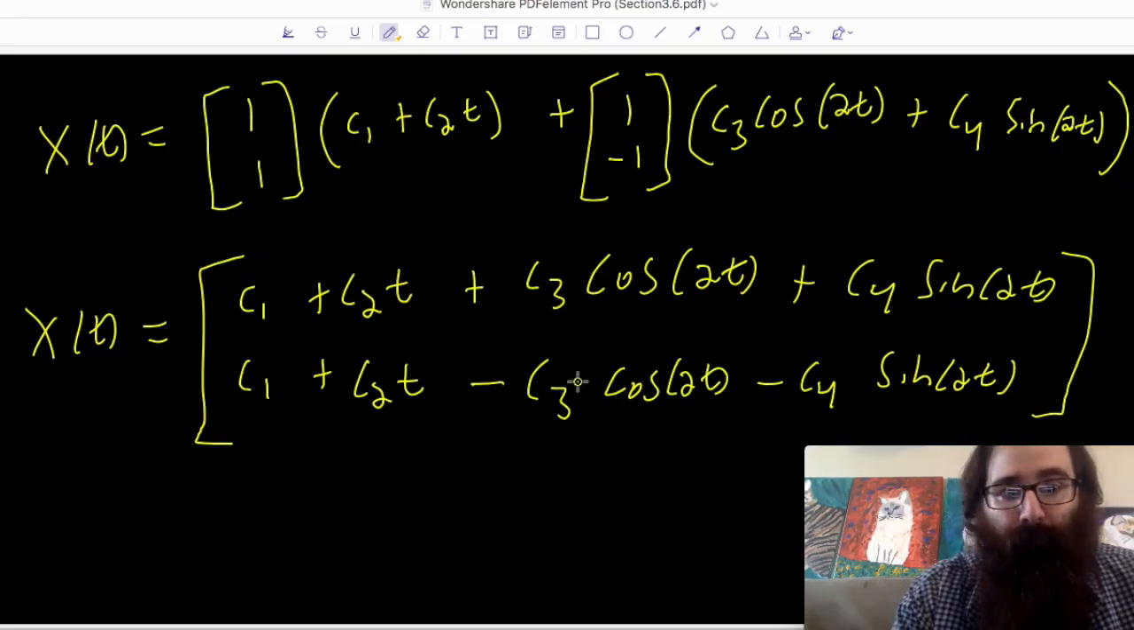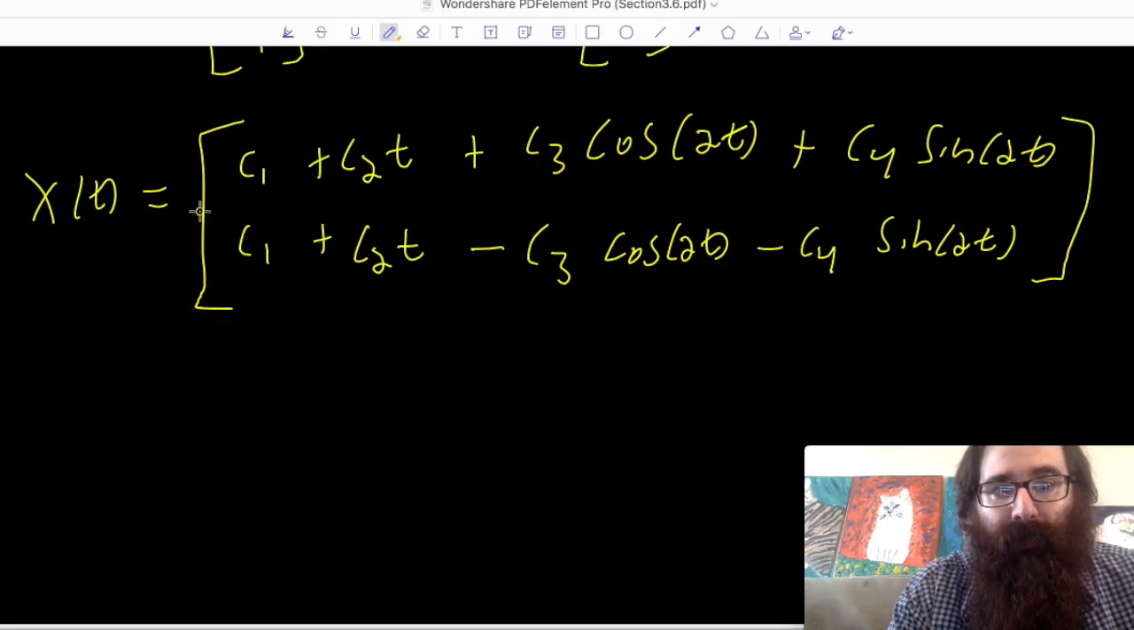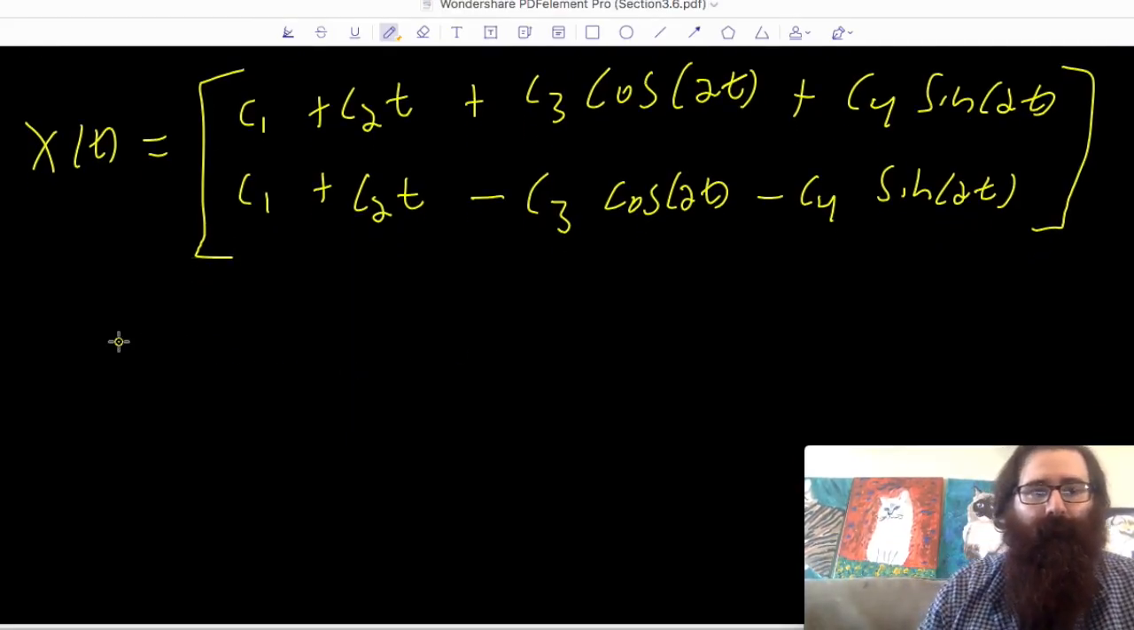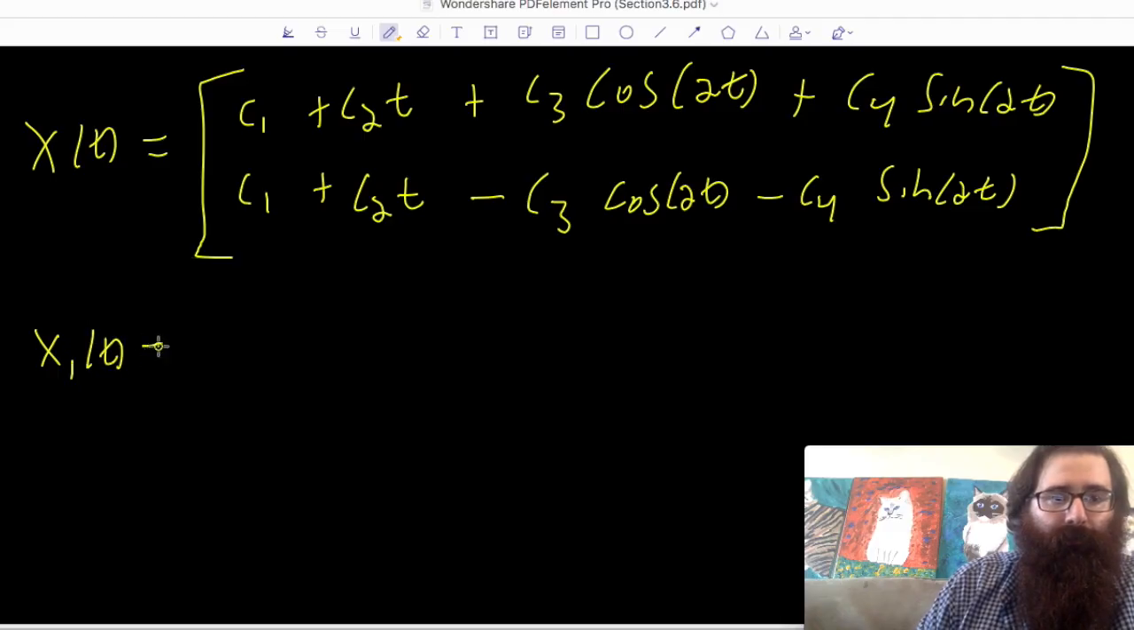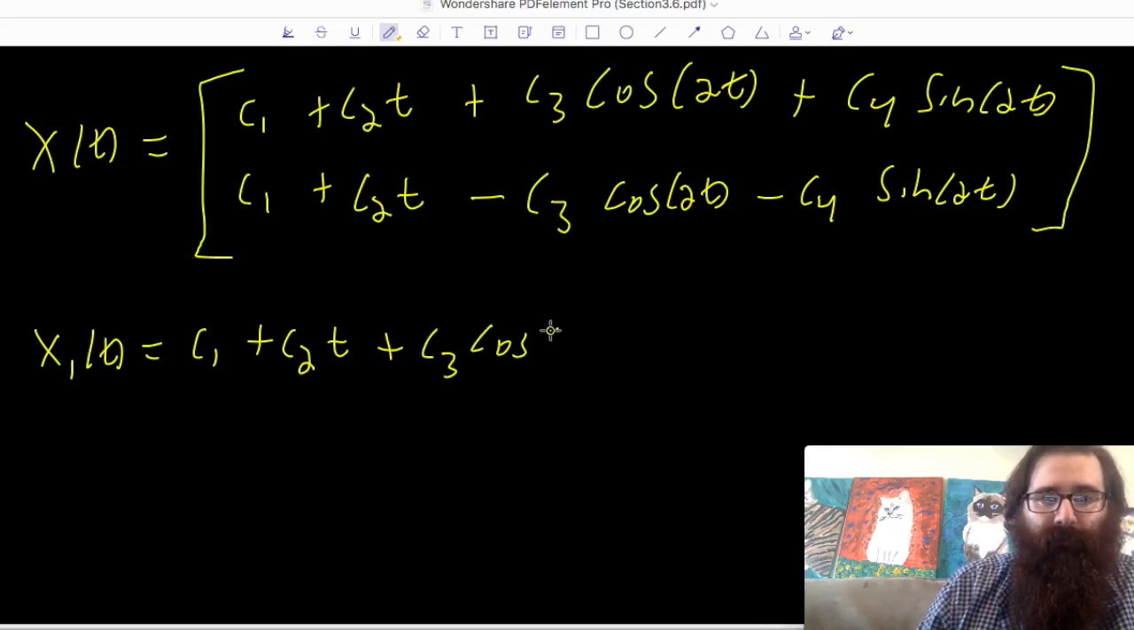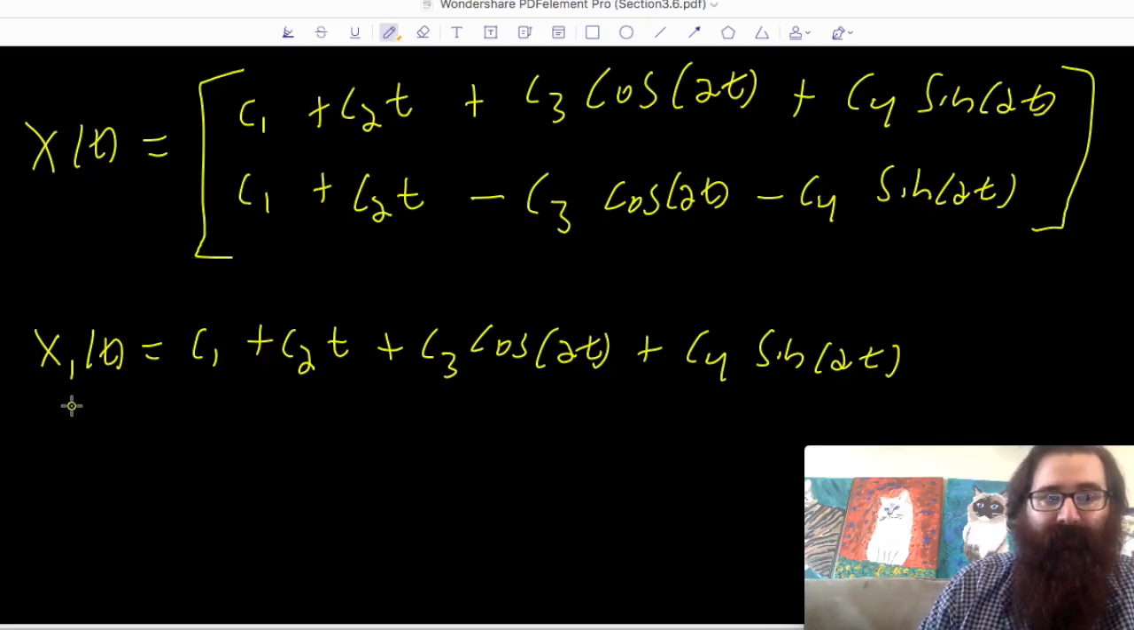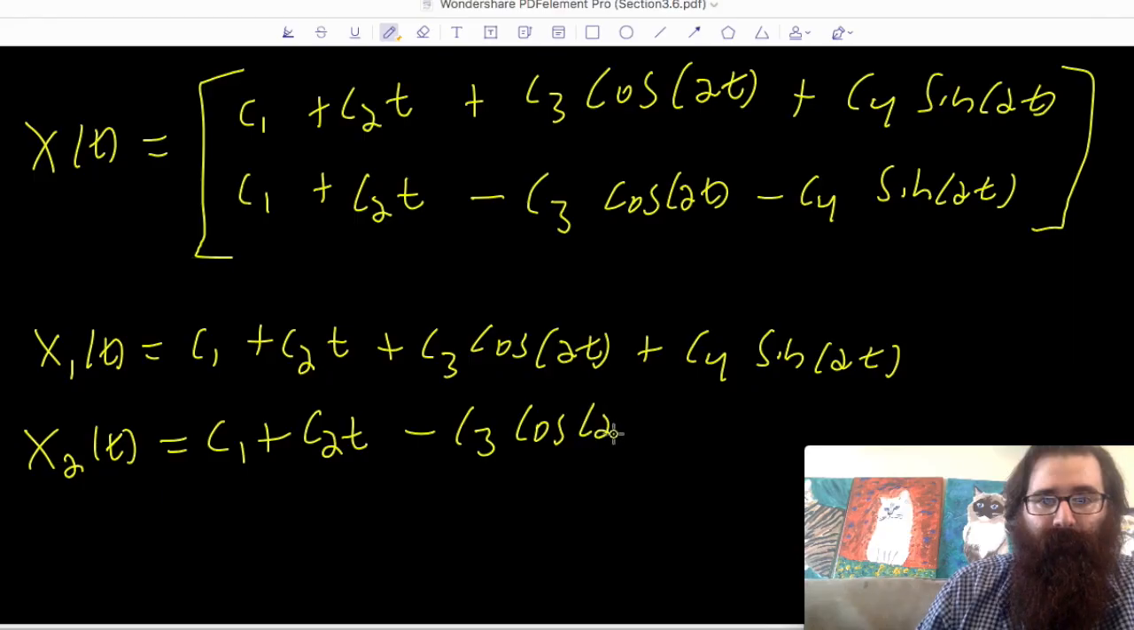And now we can extract the separate pieces. So the top row and bottom row are going to be x sub 1 and x sub 2. So x sub 1 is going to be c sub 1 plus c sub 2t plus c sub 3 cosine 2t plus c sub 4 sine of 2t. And that's for x sub 1, the solution involving mass m sub 1. X sub 2 at t, the position function involving mass m2, is going to be this bottom row, which is c sub 1 plus c sub 2t minus c sub 3 cosine 2t minus c sub 4 sine of 2t.